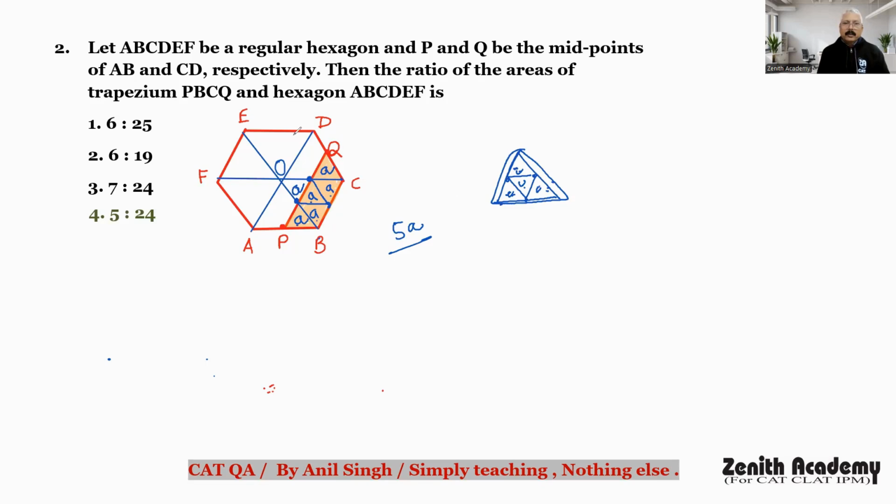And the area of this hexagon, see, it is 1, 2, 3, 4. The area of this equilateral triangle is 4A. There are six equilateral triangles. So the area of the regular hexagon will be 6 into 4A. This cancels, means 5 is to 24. It is a quicker approach.